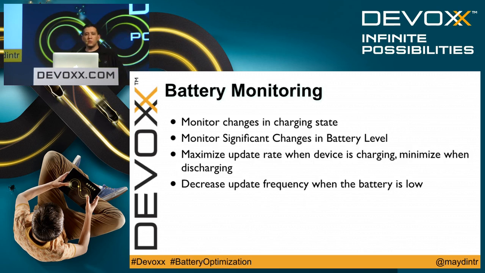You can monitor the battery level and battery state. If your device is connected to wall charging, you can prefetch aggressively. For instance, if your device is in low power, you can reduce the update frequency of your app. This will also save battery.